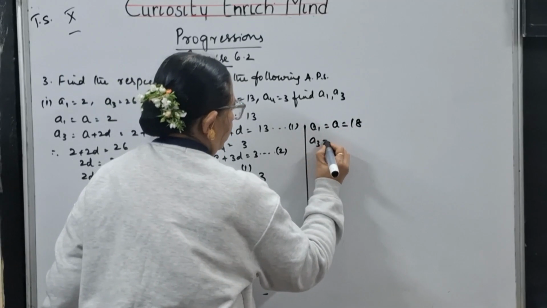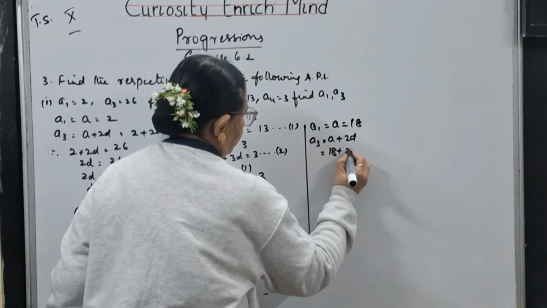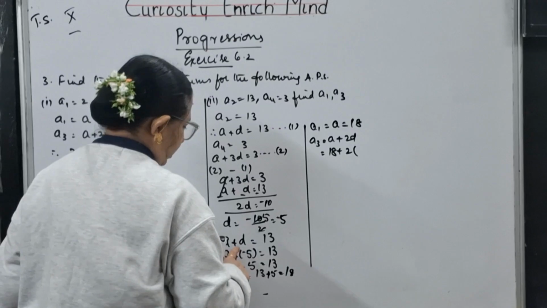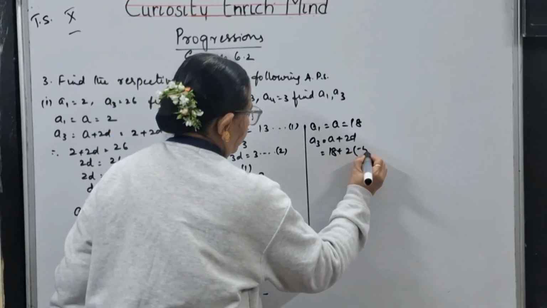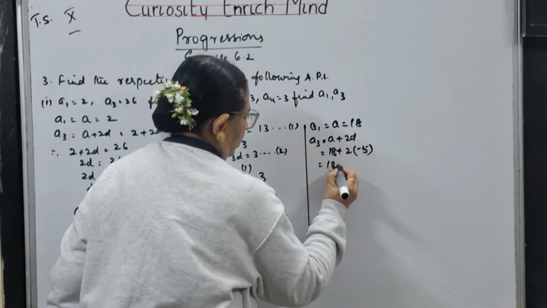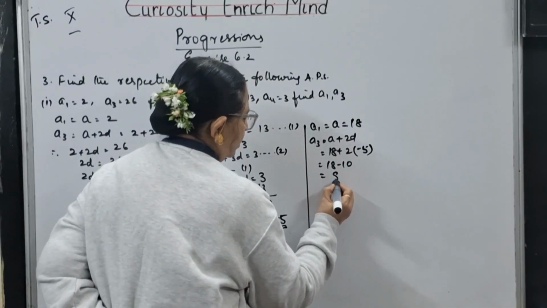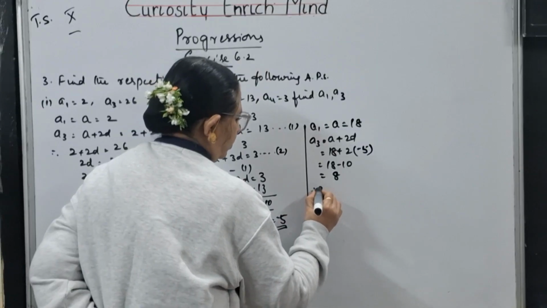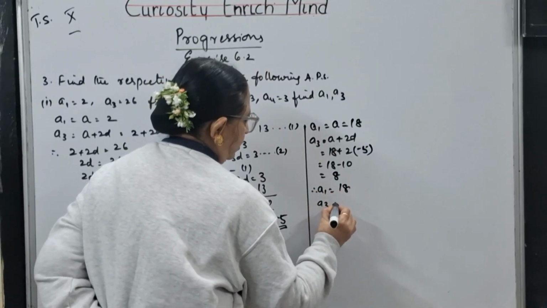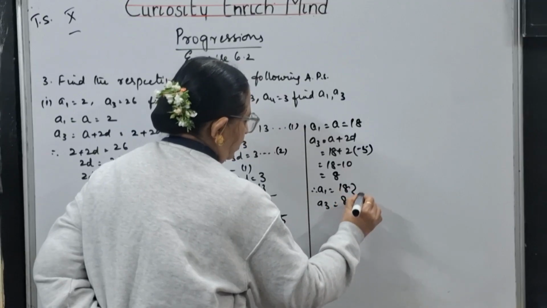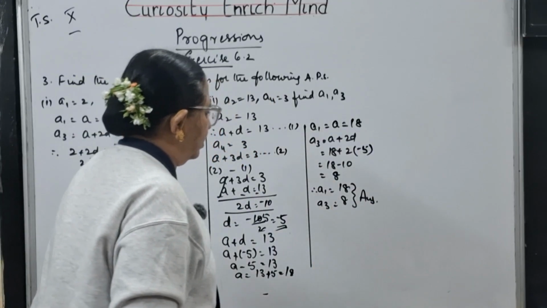Now A3. A plus 2D. 18 plus 2 into what is the D we have got? D is equal to minus 5. That is 18 minus 10, you are getting 8. Therefore, A1 is equal to 18, A3 is equal to 8. These are the answers for this second bit, children.